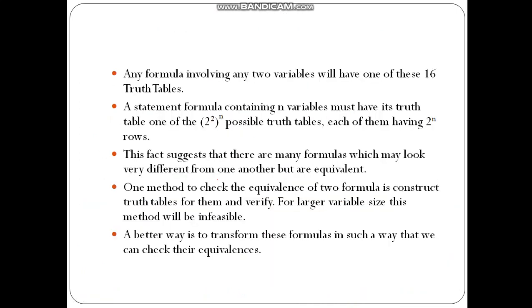Generally, any formula involving 2 variables will have one of the 16 truth tables. If we have n variables in a formula, in that case there will be 2 raised to 2 raised to n possible truth tables. Now 2 raised to 2 raised to n is not equal to 2 raised to 2 into n. The number of possible rows is 2 raised to n, and then we take 2 raised to the number of possible rows. So for that purpose I am writing it as 2 raised to 2 raised to n. This is not 2 raised to 2 into n.